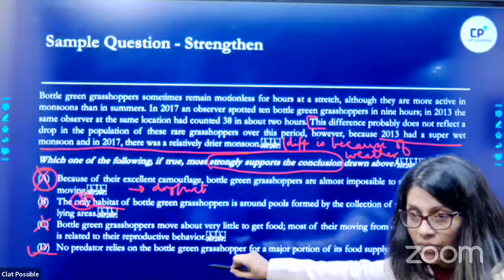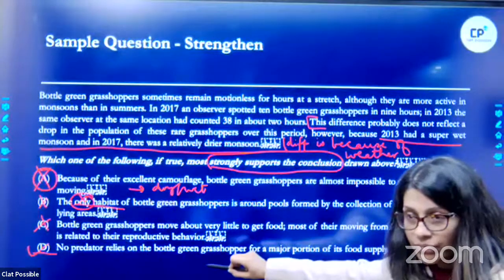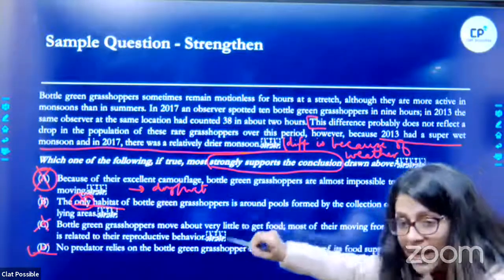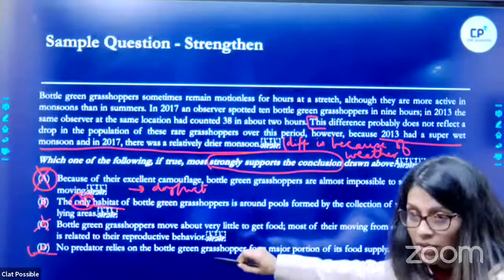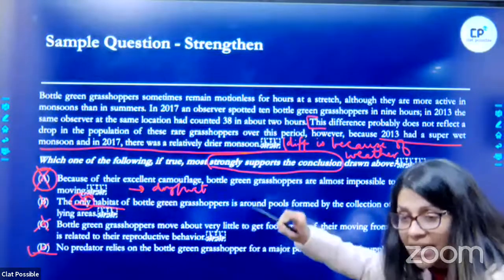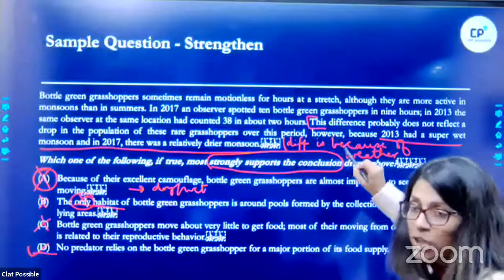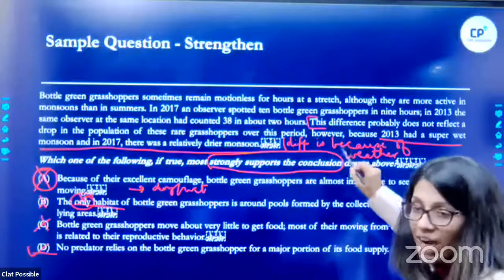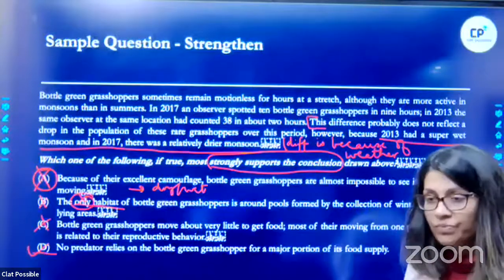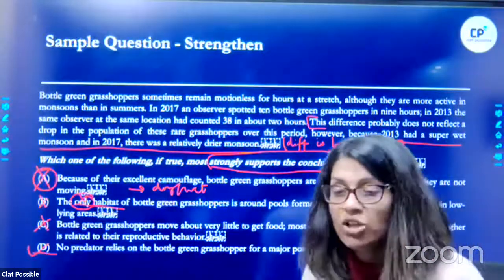Predators. Right? It is eliminating an angle of predators. As a result, if predators did not eat them, then the author gets strengthened. That means the only possible reason is because of dry and wet monsoons. I hope that answers your question, Shruti.